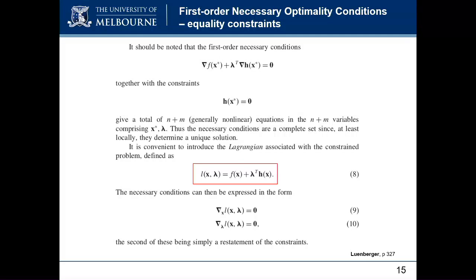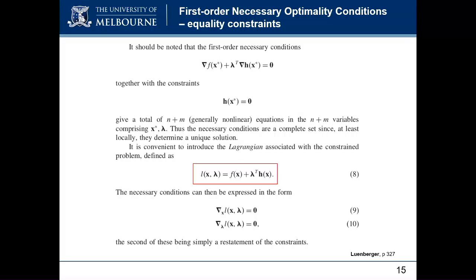So if you write the Lagrangian like this, then the first order conditions. Now if it's a constraint optimization problem, intuitively you can guess I need to take the constraints into account when I solve it.